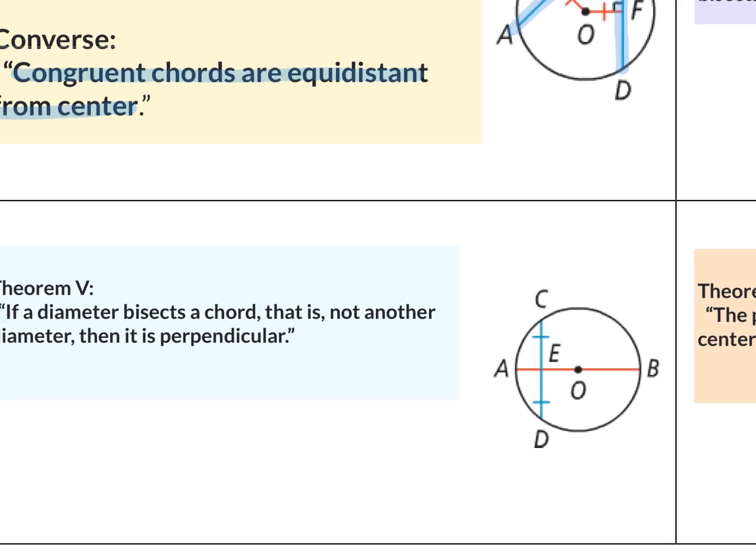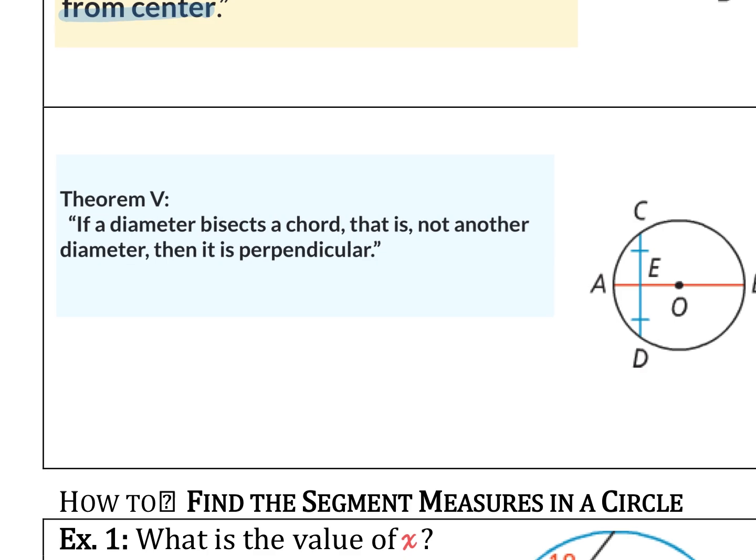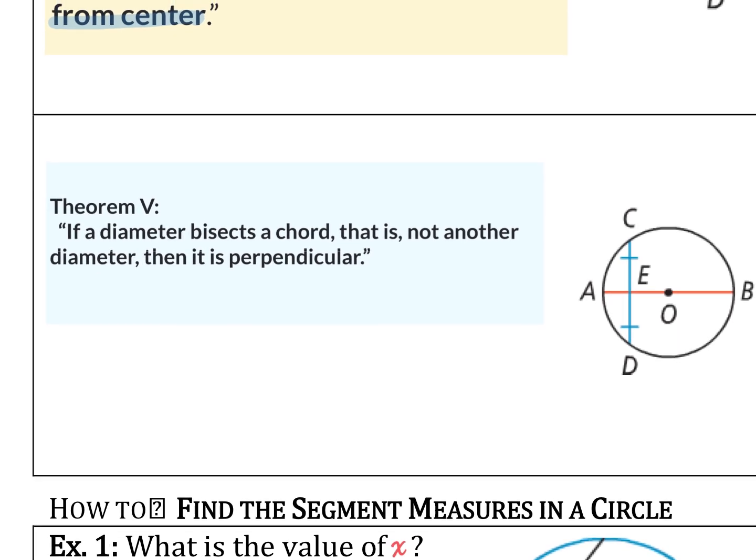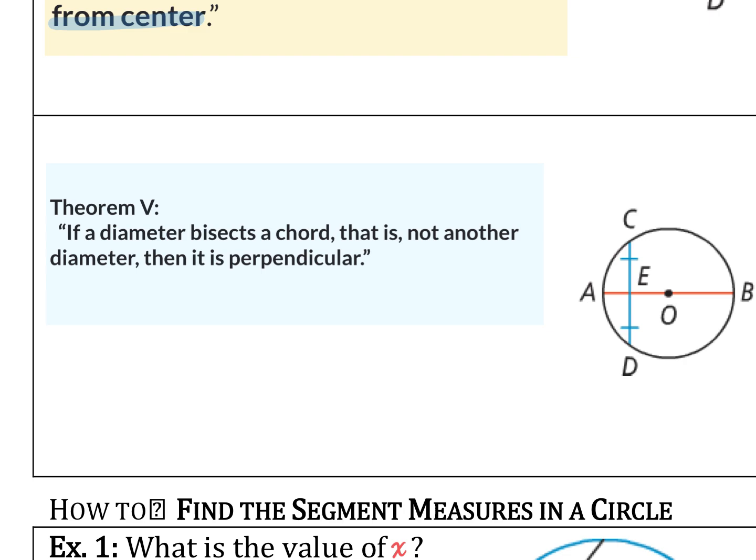Okay, let's go for the next theorem. The next theorem tells us that if a diameter bisects a chord that is not another diameter, then it is perpendicular. Okay, so let's look at this diagram. The subject again here is diameter, and the keyword is bisecting a chord. But this is not another diameter.